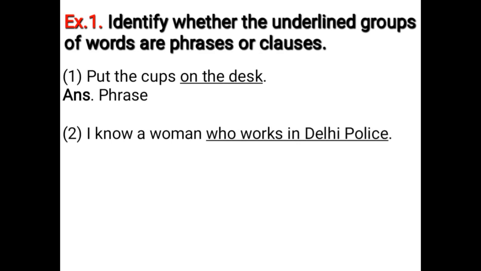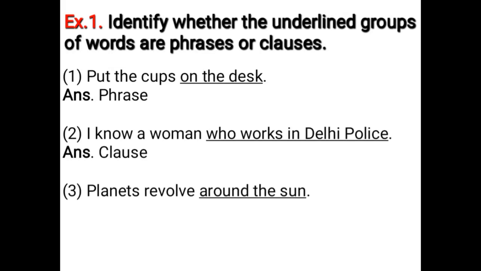Next, I know a woman who works in Delhi Police. The underlined words who works in Delhi Police is the clause. Next, planets revolve around the sun. The underlined words around the sun is the phrase.